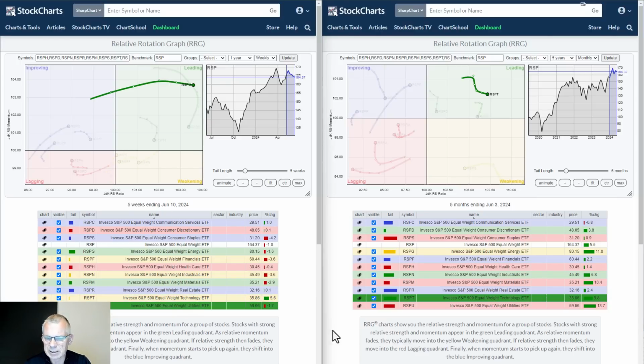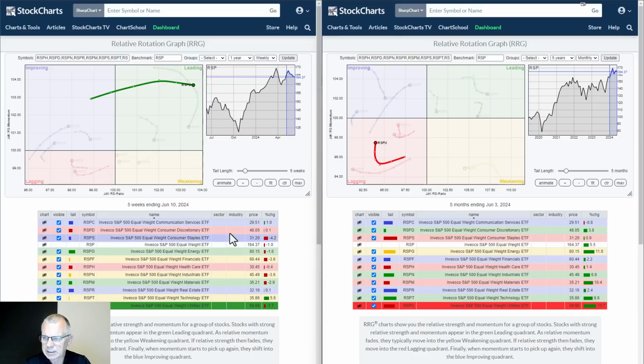And then finally, we have the utility sector. And that is an interesting one as well, because utilities are inside lagging, but starting to pull up. And we have a very strong rotation for utilities on the weekly. So utilities is also going to be labeled as green, as an outperforming sector for the coming months.